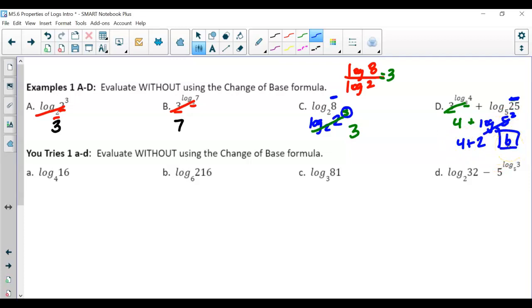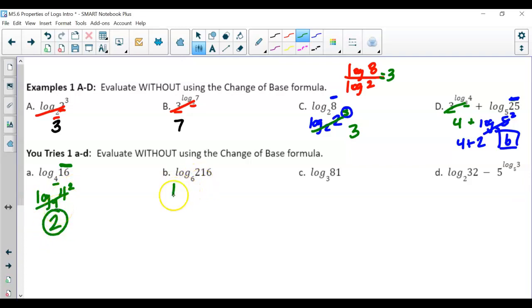Go ahead and pause the video now and try these on your own. And here we go. Without trying the change of base formula, log base 4 of 16. If the base is 4, then 4 to the what power gives you 16? 4 to the second power. So now that the bases are the same, they cancel out, and you're left with 2.